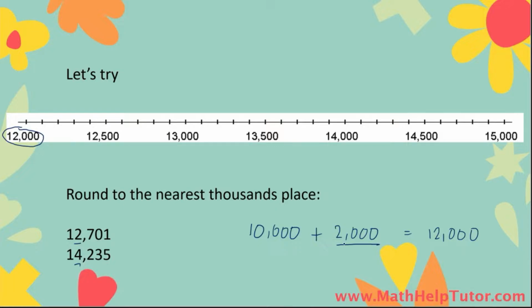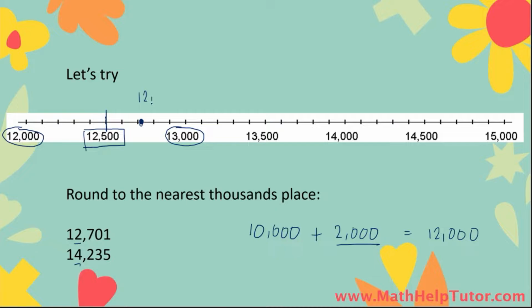And what comes after 12,000? Of course, 13,000. And what's the number between 12,000 and 13,000? That is, of course, 12,500, which is over here. Now let's look for our number in the number line. We have 12,701. So if this is 12,500 and we have increments of 100, so if this is 12,600, this is 12,700, and this is 12,800, our number should be right here.